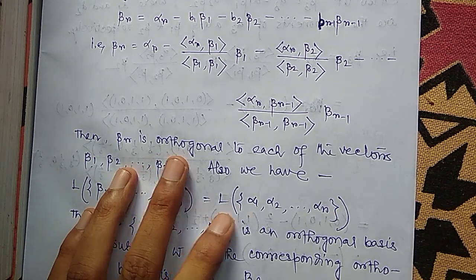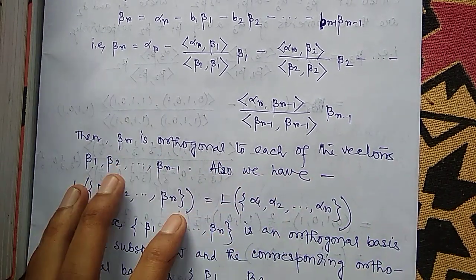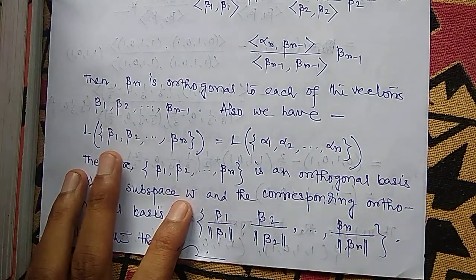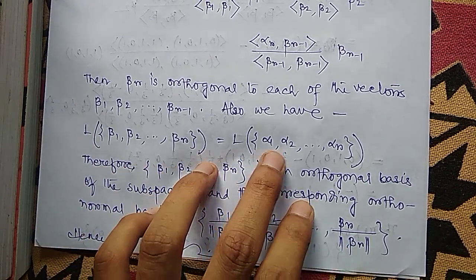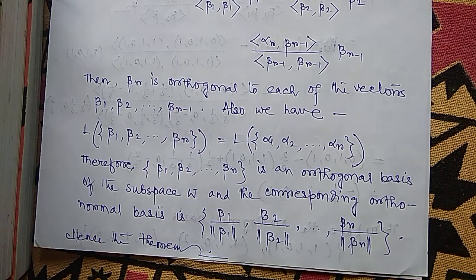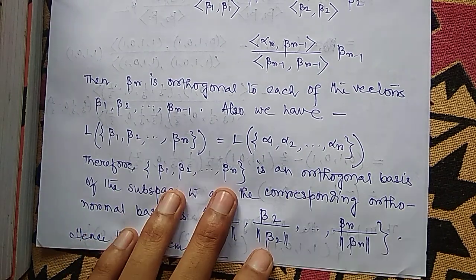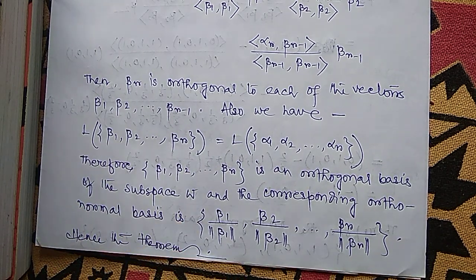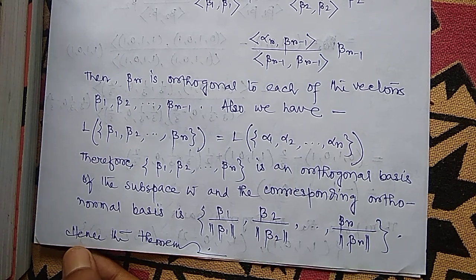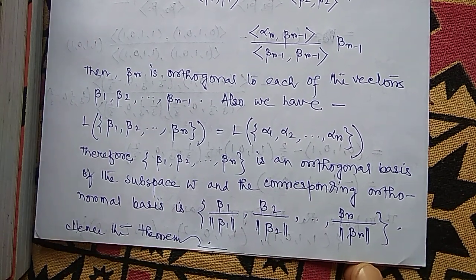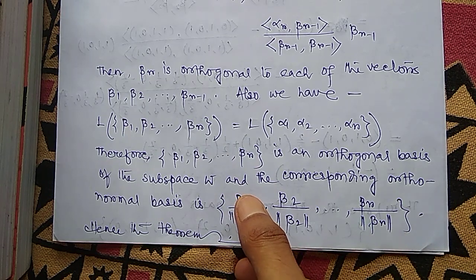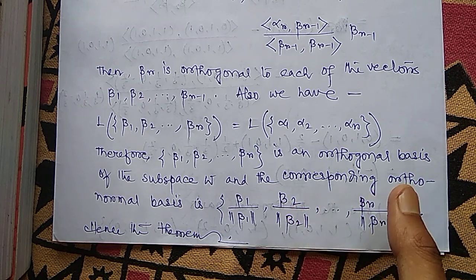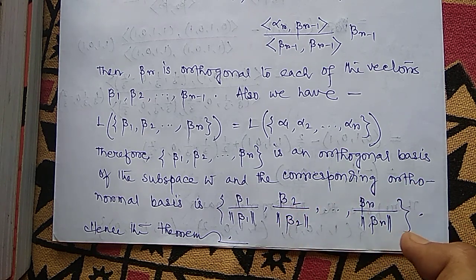Clearly beta r is orthogonal to each of the vectors beta 1, beta 2, up to beta r minus 1, and also as previously we have the linear span of beta 1, beta 2, up to beta r is the same as the linear span of alpha 1, alpha 2, up to alpha r. Therefore beta 1, beta 2, up to beta r is an orthogonal basis of the subspace W, and with the help of these vectors we can find the corresponding orthonormal basis as beta 1 upon norm beta 1, comma beta 2 upon norm beta 2, and so on, beta r upon norm beta r. That's all.